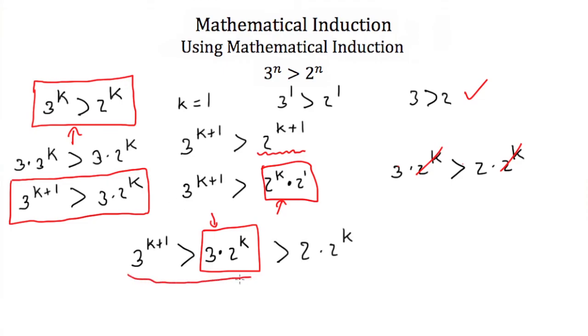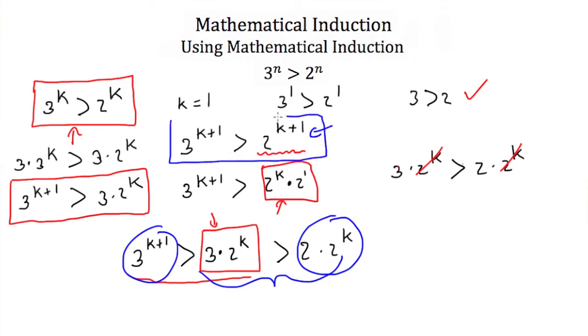If I know that this statement is true, and I know that this statement is true, that means this one has to be greater than this one. So 3 to the k plus 1 must be greater than 2 times 2 to the k plus 1, which is just a rewrite of this formula here. So since we proved that this formula is true, that means that this equation satisfies condition 2. That means that this is true for all values of n.